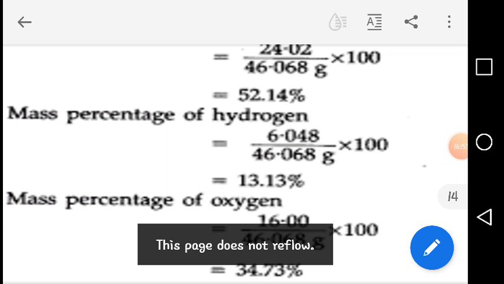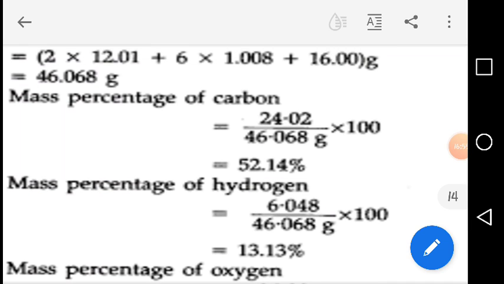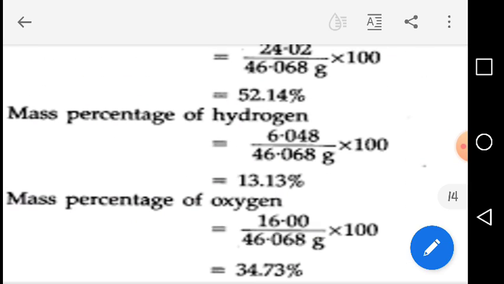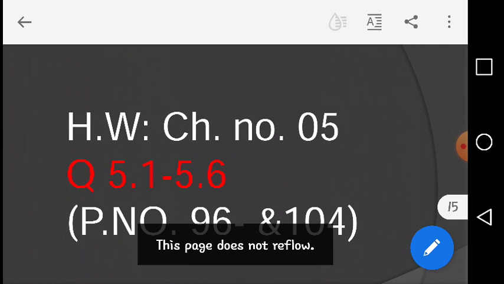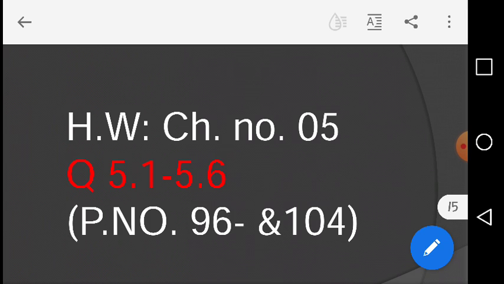Okay, dear students, in today's lecture we have studied the formula, symbol, chemical equations, empirical formula, and the mass percentage of elements in a given compound. I have selected some homework for you. This is from your book, chapter number 5, questions 5.1 to 5.6, and these questions are written on pages 96 to 104.